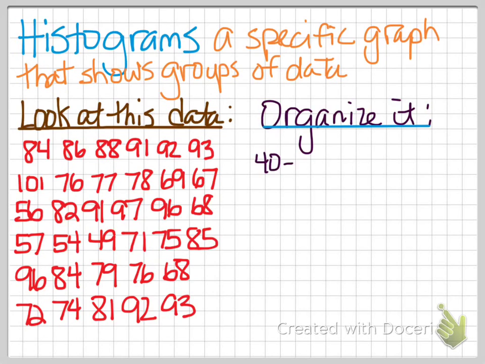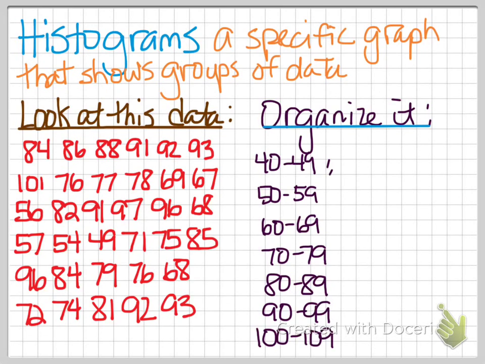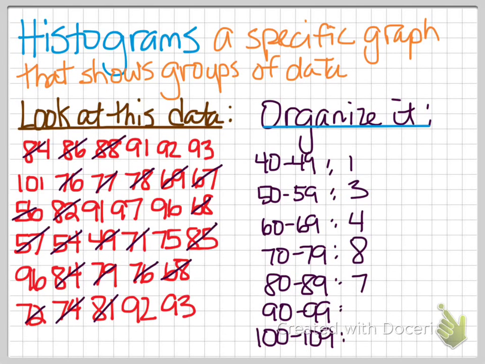Now, we're going to organize it by groups of 10, 40 to 49, 50 through 59, all the way to 100 to 109. And what I'm doing is I'm writing down the numbers showing how many points fall in between these ranges. In this instance, I have one score that fell between 40 to 49, but I have 9 scores that fell between 70 to 79 and 90 to 99.